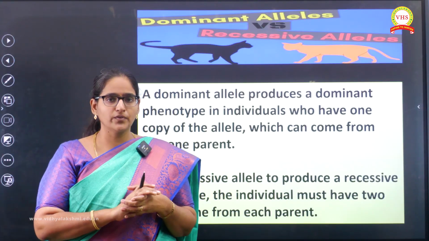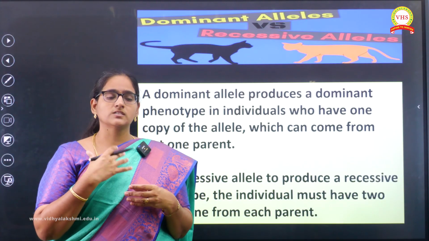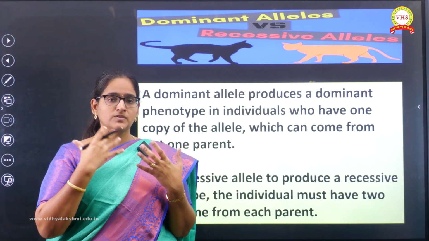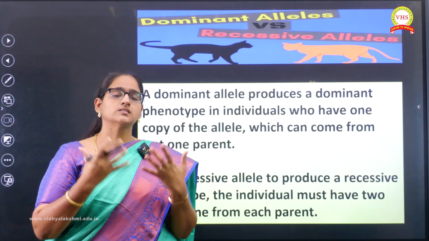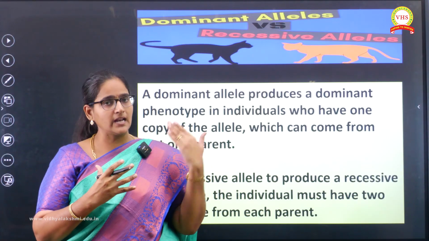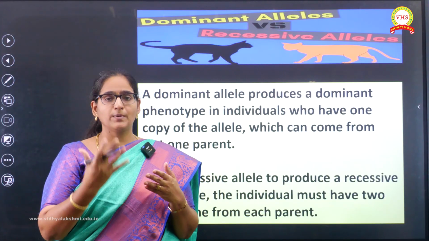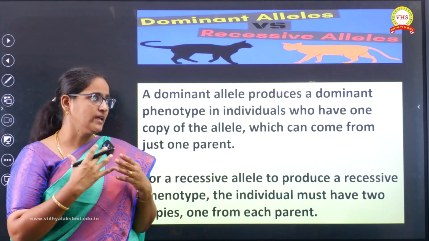So any individual that is undergoing the sexual mode of reproduction, suppose I have a skin color. This skin color is a combination of two alleles. One allele will come from the male parent and another allele will come from the female parent. So we have a fusion of both the alleles, and because of that we have the determination of the character.